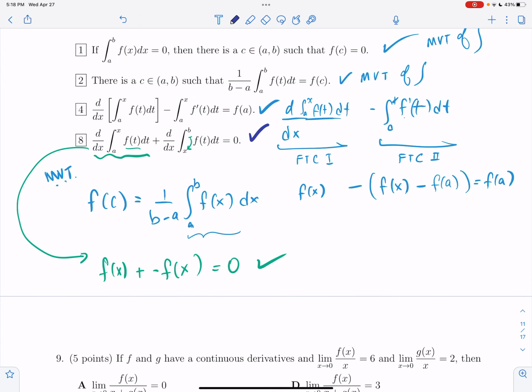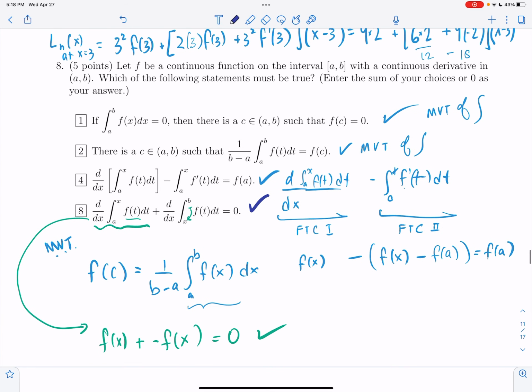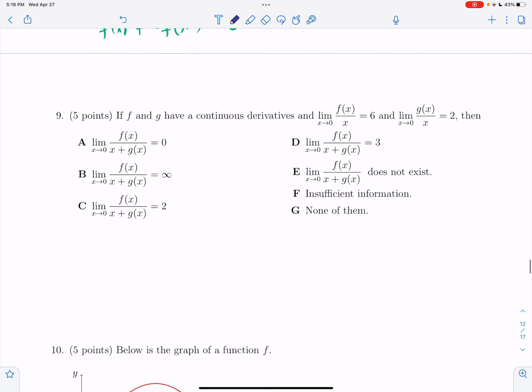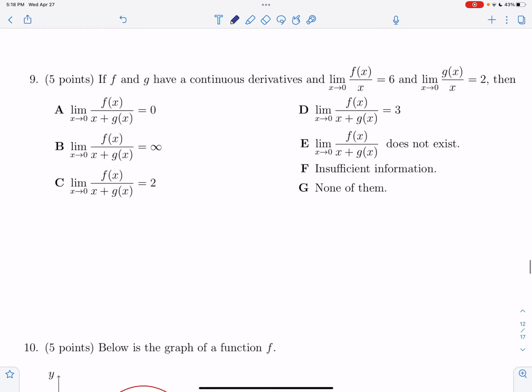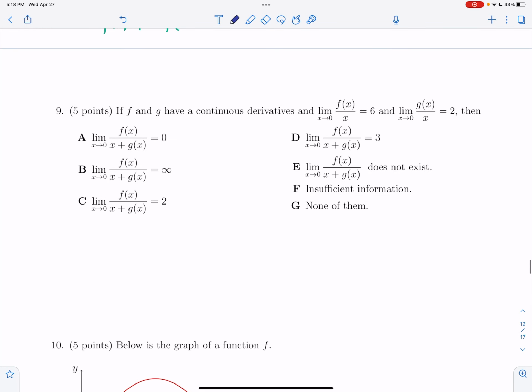Okay? All right, so we're using the fundamental theorem of calculus over here and the mean value theorem of integration. Okay? All right, let's take a look at number 9. We have limit as x goes to 0 of f of x over x is 6, and limit as x goes to 0 of g of x over x is 2. Then which one of these limits are correct? Or is there insufficient information, or does it not exist, or is it none of these?